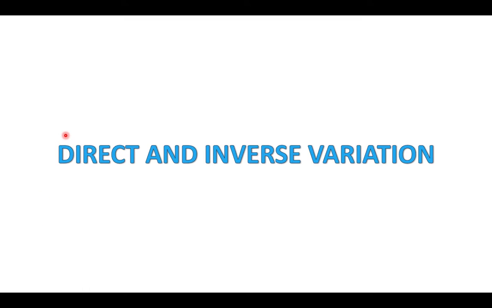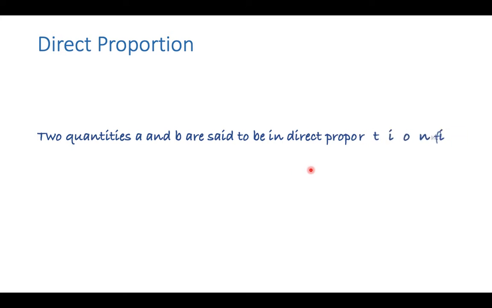Hello everyone. Today we are going to start direct and inverse variation. We are going to learn what we mean by direct and inverse variation. As you all know, direct variation is also called direct proportion. So if we have two quantities A and B.